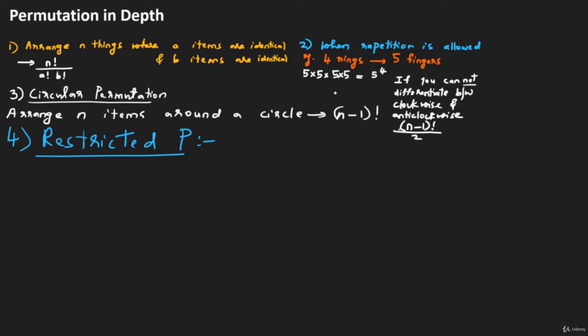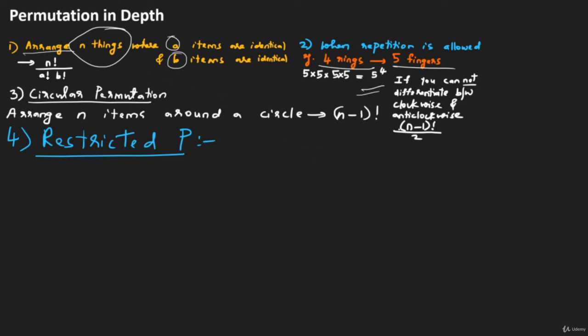Let's continue in analyzing different types of questions that can come from permutation. So far we have discussed these 3 types. We have seen the case where n items are given and a are of one type and b are of one type, and we had to make arrangements out of these, right? This can be done in n factorial by a factorial into b factorial ways. We have seen the case where different items had to be put in different positions. For example, 4 different rings had to be placed on 5 fingers. This can be done in 5 to the power 4 ways.